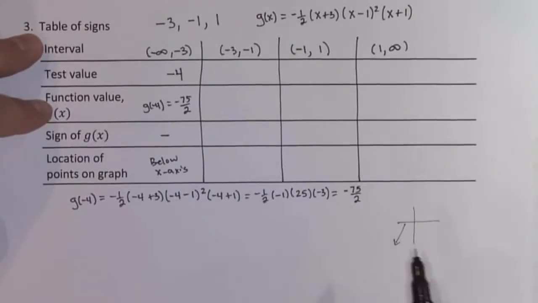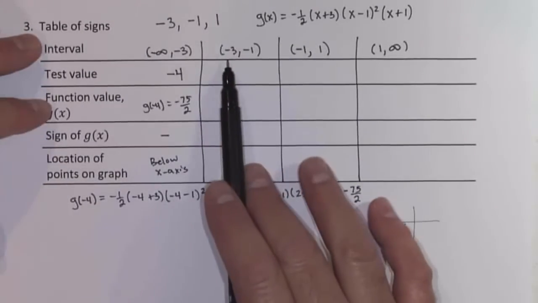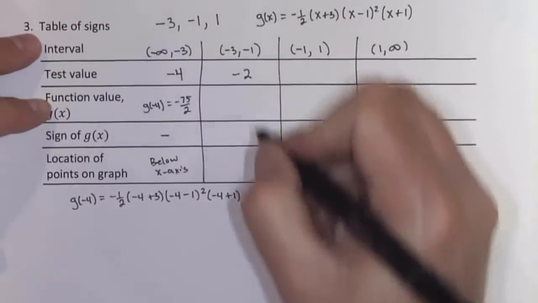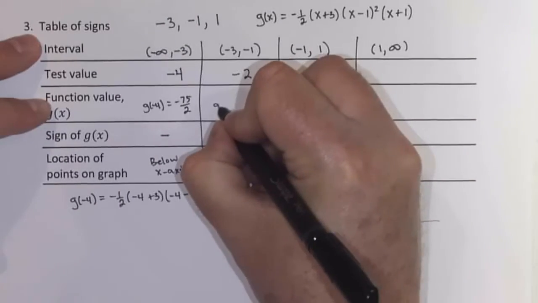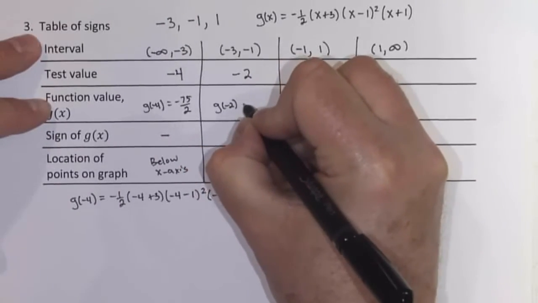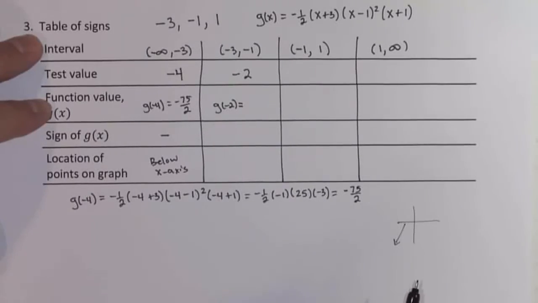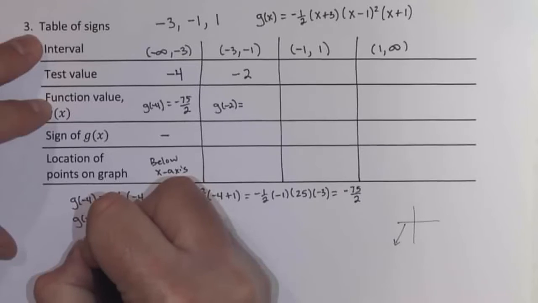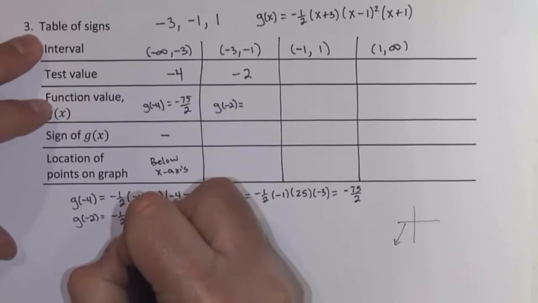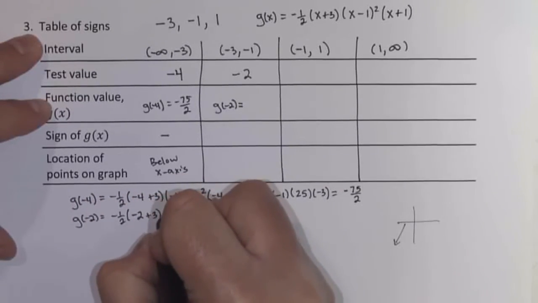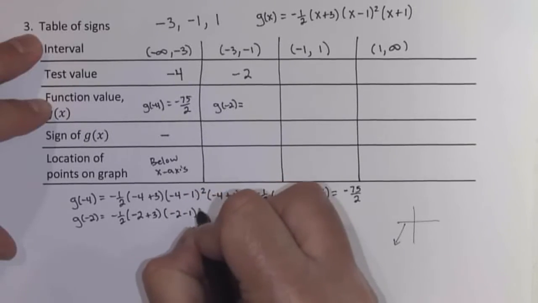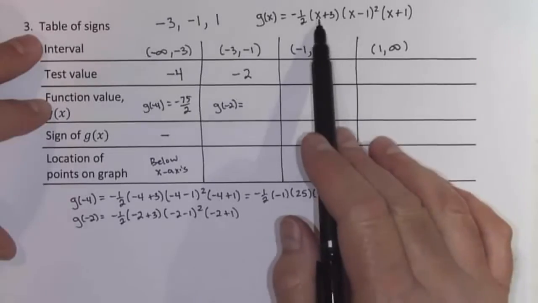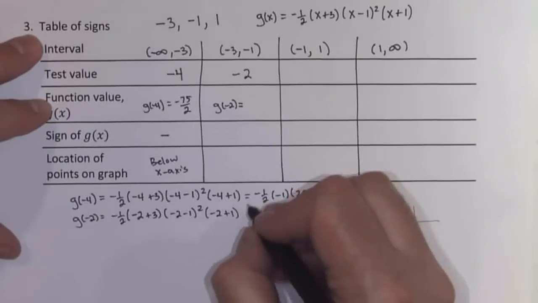Now let's do the same thing for our other 3 intervals. Between -3 and -1, we can choose a test value. -2 would be a good test value. So we want to find g of -2, and in particular, what we want is the sign of g of -2. So g of -2 is going to equal -1/2 times -2 plus 3 times -2 minus 1 squared times -2 plus 1. Again, just substituting -2 for x in our function.